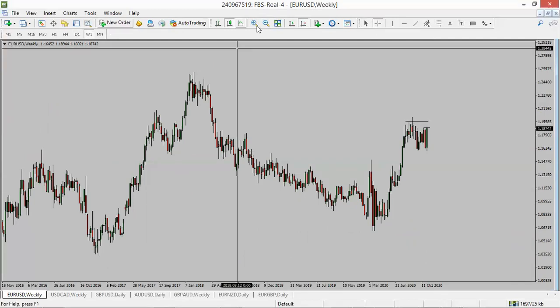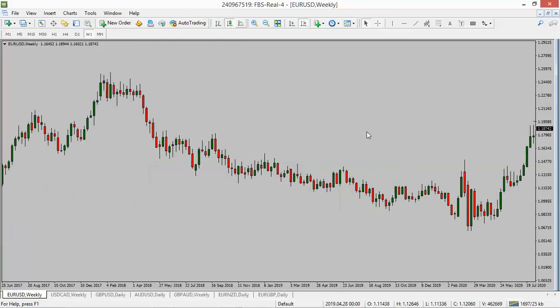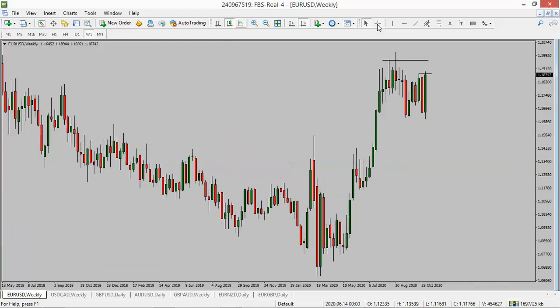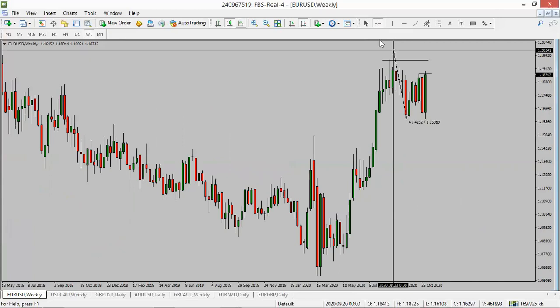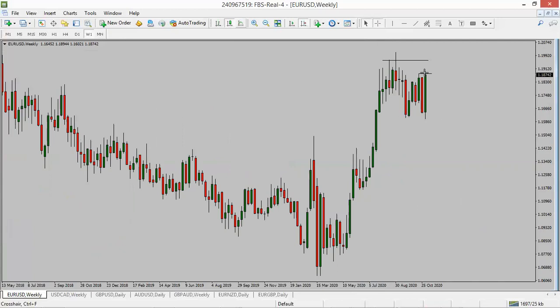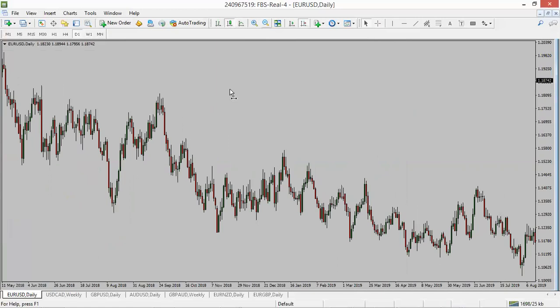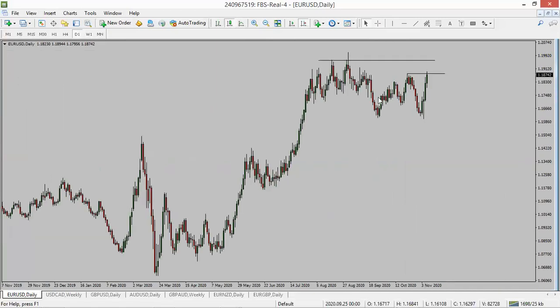Let me expand this a little bit. The price bounced off, pulled back, and is doing a little bit of consolidation. So I tried to break that down to the daily to see what's happening. I can easily say price is trying to consolidate. You can see I marked these two levels. I'll be looking at price reaction in the coming week.